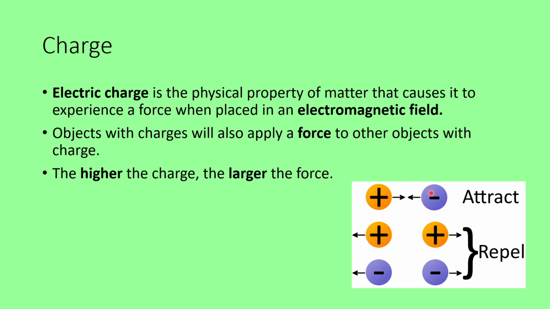The second property is charge. When we're talking about charge, we're talking about electric charge. It's a physical property of matter that causes it to experience a force when placed in an electromagnetic field. So if you put it in an area where there are electric fields, these objects are going to want to move. Objects with charges will also apply a force to other objects with charges. Hopefully you recognize something like this. If you have a positive and a negative, they'll attract each other. Two positives or two negatives will repel each other. And the higher the charge, the larger this force. So if you doubled each of these charges, then you double the force between them.